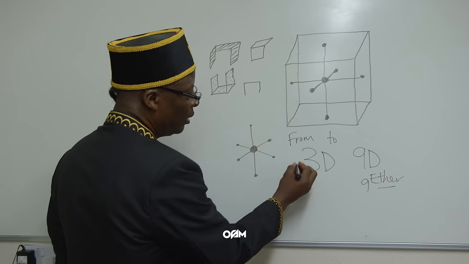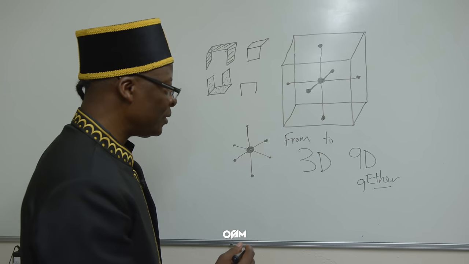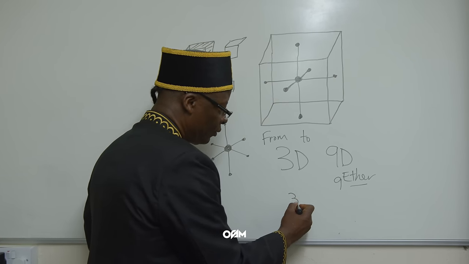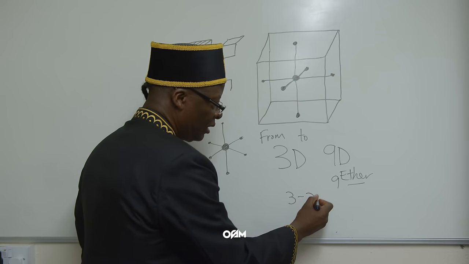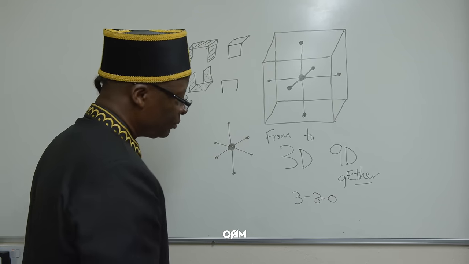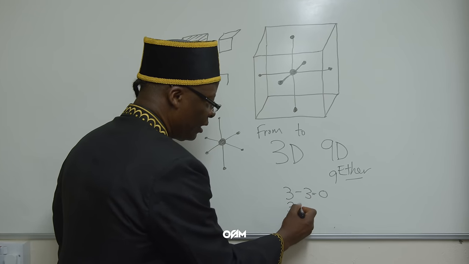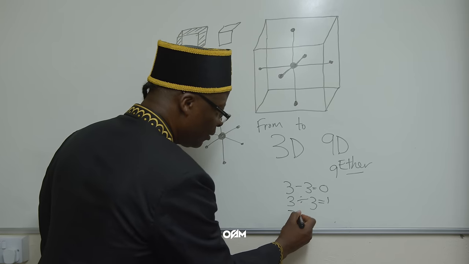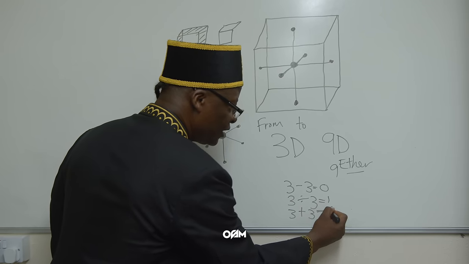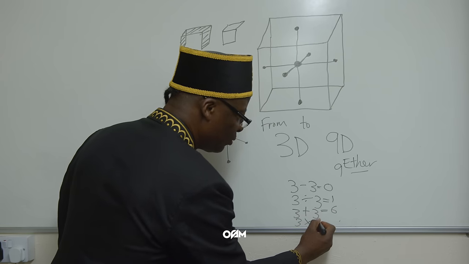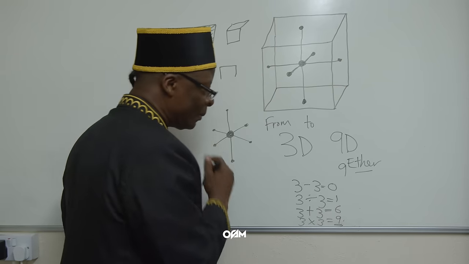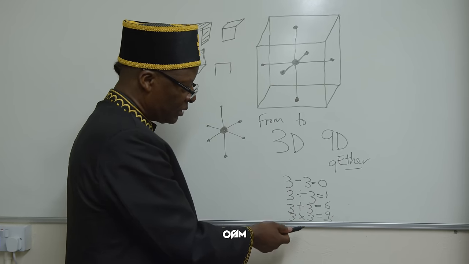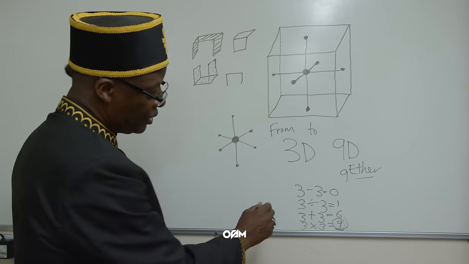9 ether. When you look at the number 3 and the main mathematical properties or functions that people are familiar with, let's say you have 3 minus 3, what does that give you? 0, yeah? Now, that's one of them. 3 divided by 3 gives you 1. 3 plus 3 gives you 6. Now, 3 times 3 gives you 9. So, of the basic mathematical properties or functions, minus, divide, plus, and times, you see that the one that gives you the highest is 3 times 3.